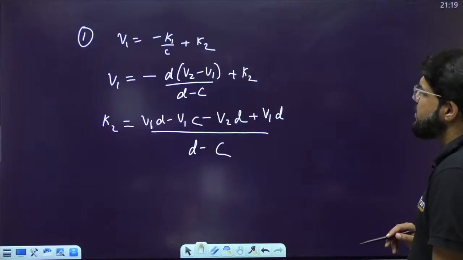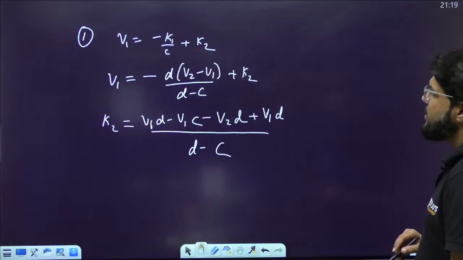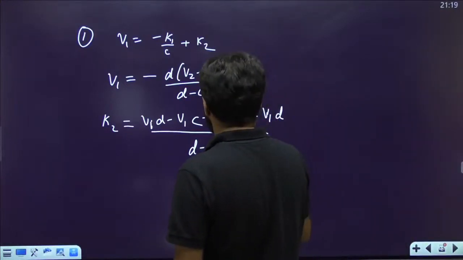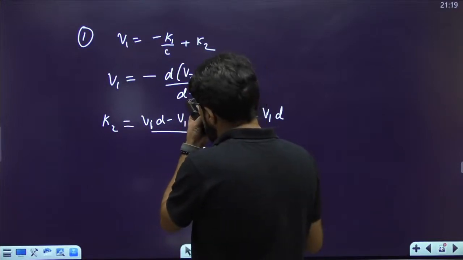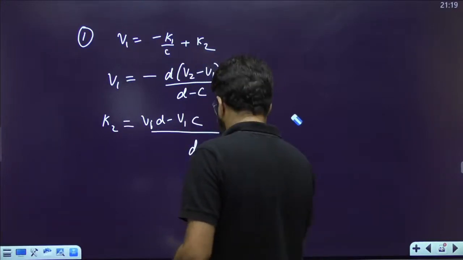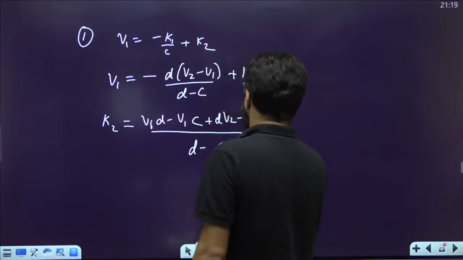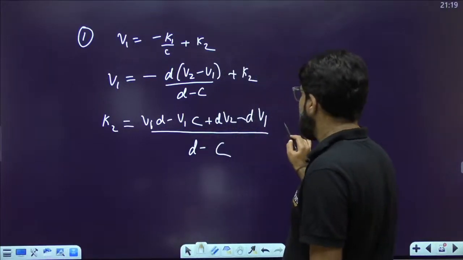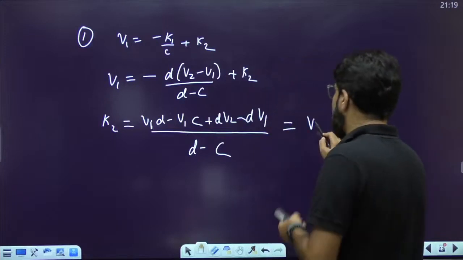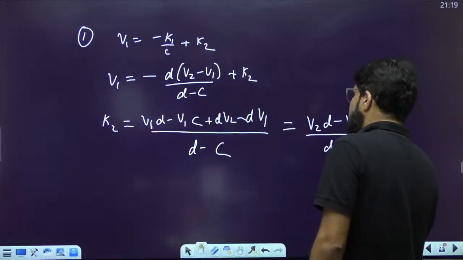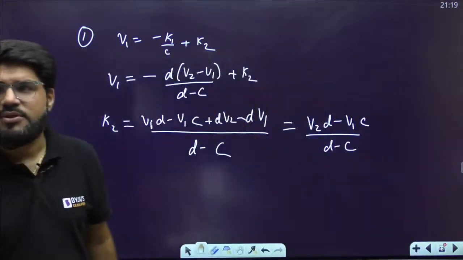K1 by C, so only D is left, V2 minus V1 by D minus C, and that is actually plus, sorry, I made it plus. Sorry, that is plus on the other side, so plus dV2 minus dV1. Minus dV1 will get cancelled, so I am left with V2D minus V1C divided by D minus C. That's it. Now the complete solution is done.